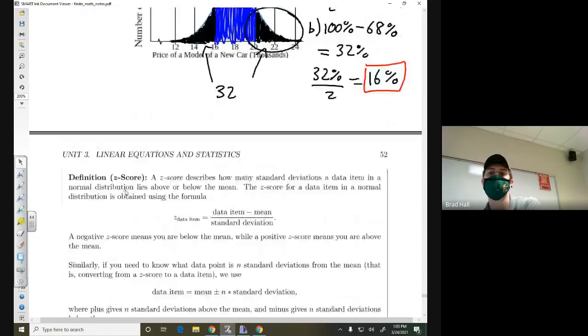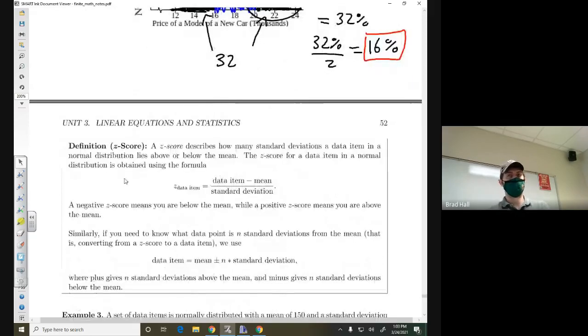But first, we need to describe something that is very important. If you take statistics next semester, the z-score comes up more than pretty much anything else. So the z-score refers to, it sounds a little technical, but it's how many standard deviations a data item is above or below the mean.